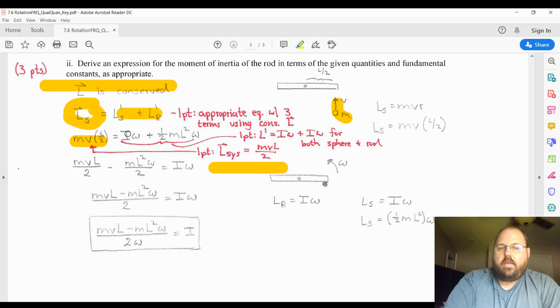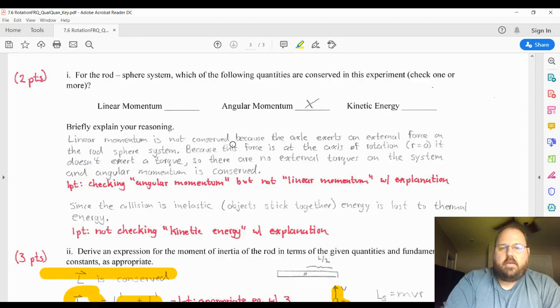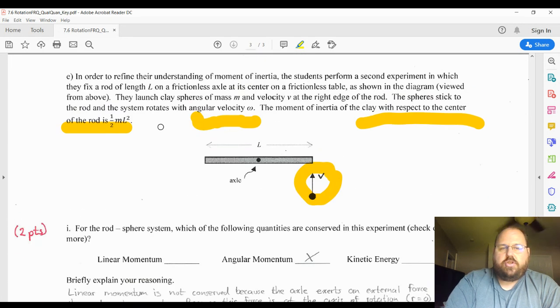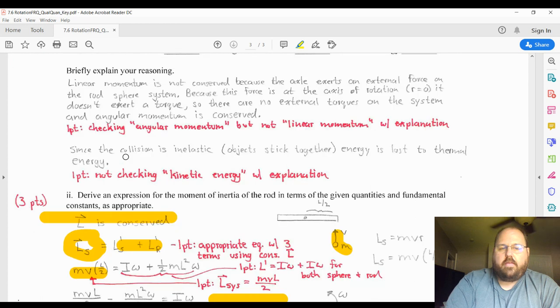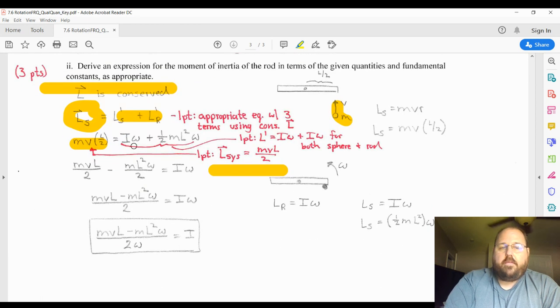So I, for the spheres, is given to us. That's the 1/2 ml squared right there. And then I for the rod is what we're solving for. I think I switched my terms around going from here to here. This term right here is the rod, and this term right here is the sphere. I think I switched my terms around going from this step to this step. Sorry about that. So once we have those things substituted in, we're kind of done scoring it.